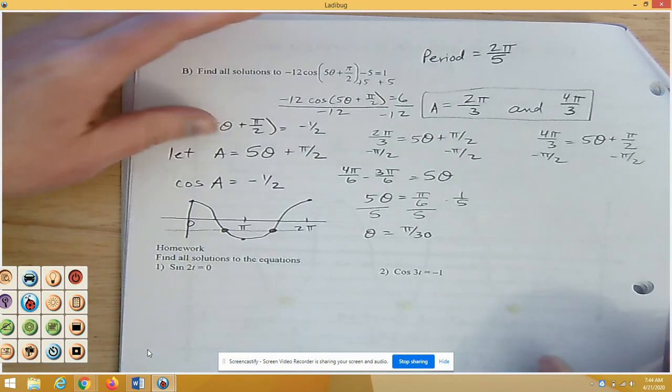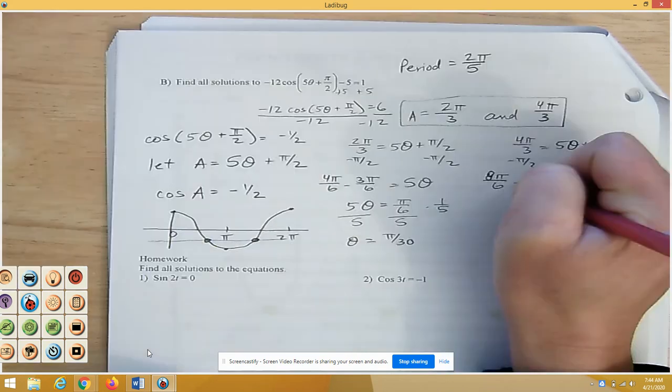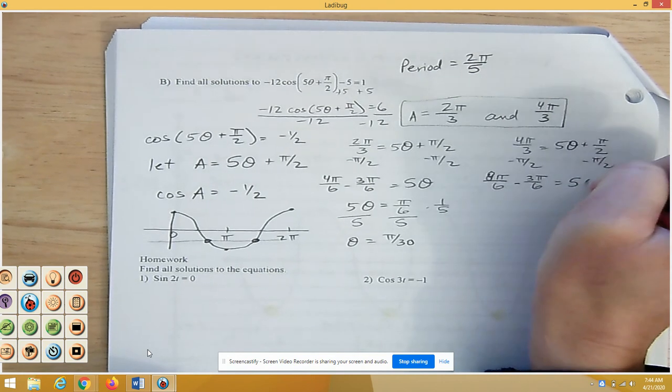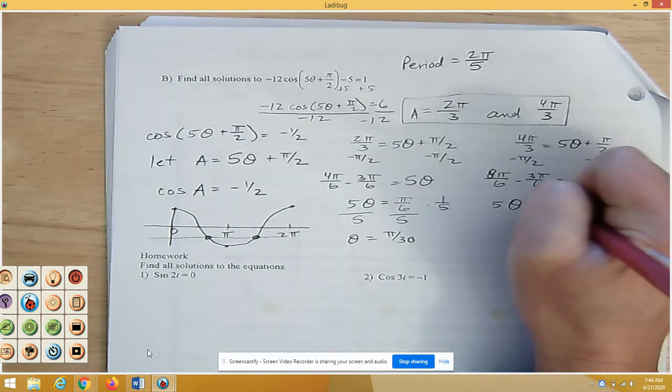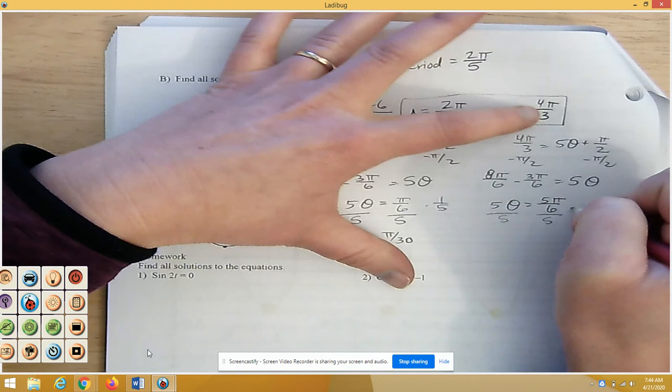All right, and then over here, I have to pretty much do the same thing. So I have 8 pi over 6 minus the 3 pi over 6 equals 5 theta. So again, I'm going to rework it. I'm going to put the 5 theta on the left, and that will equal 8 pi minus 3 pi, which is going to be 5 pi over 6. And now when I divide each side by 5 and I multiply by 1/5, here the 5's cancel and you're going to get pi over 6. Okay, so I'm getting theta equals pi over 6.